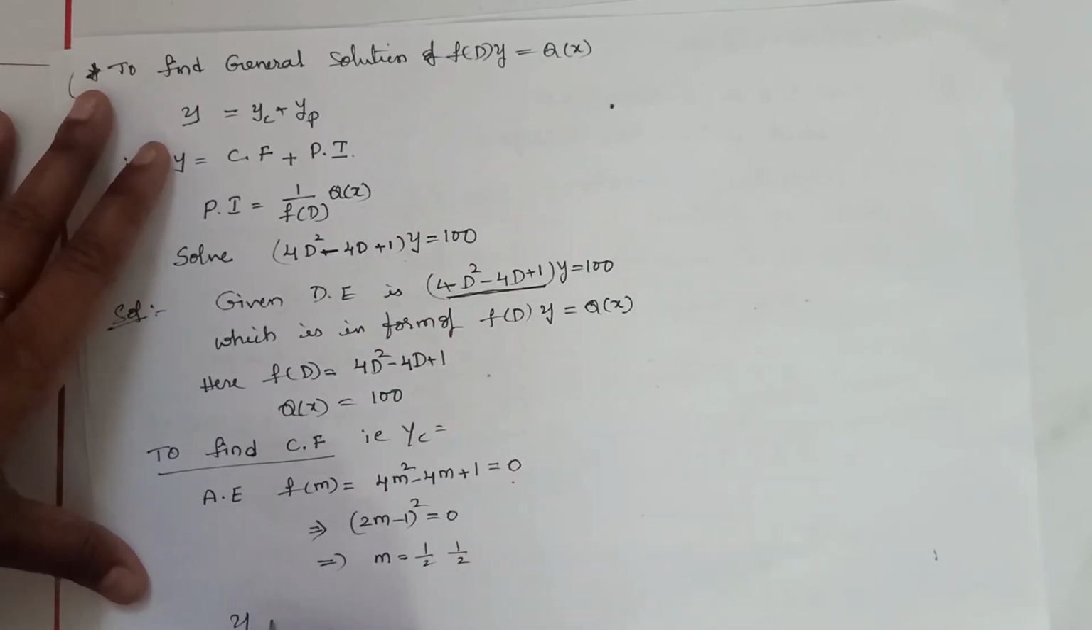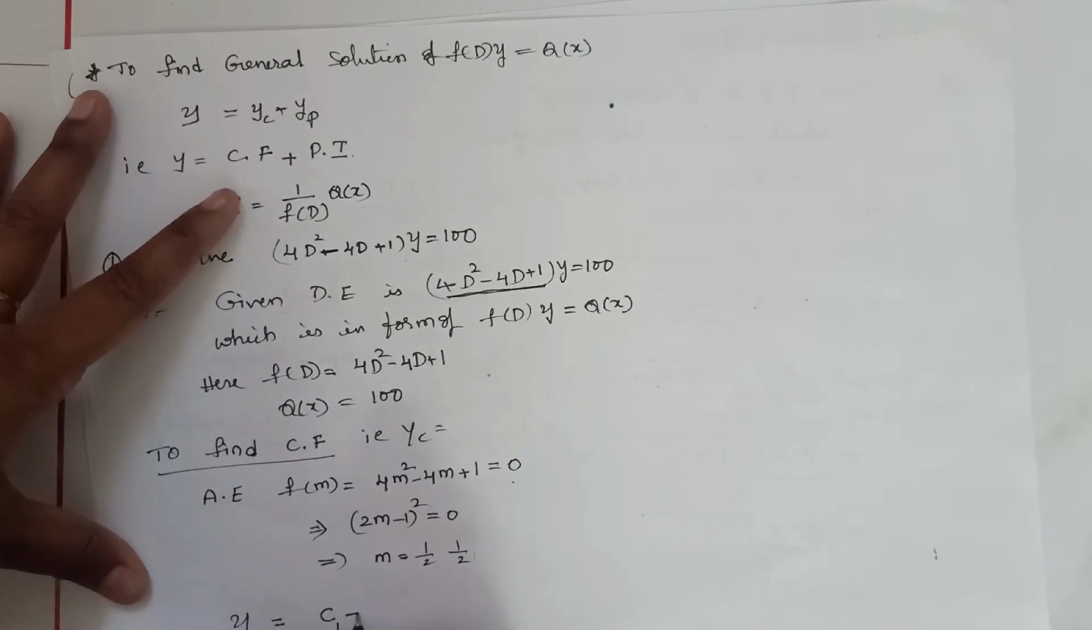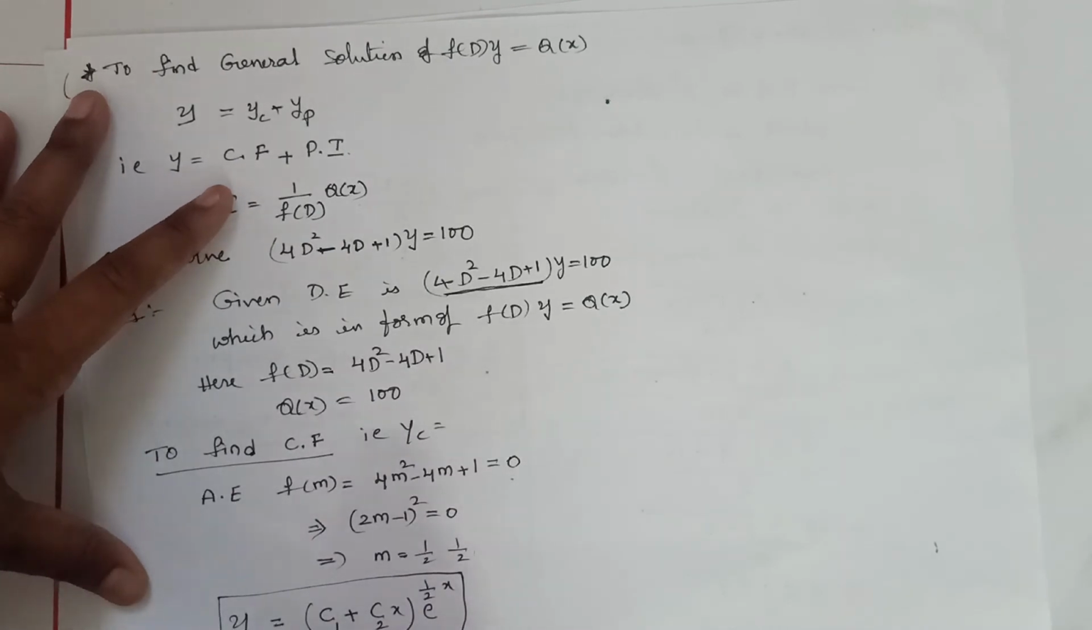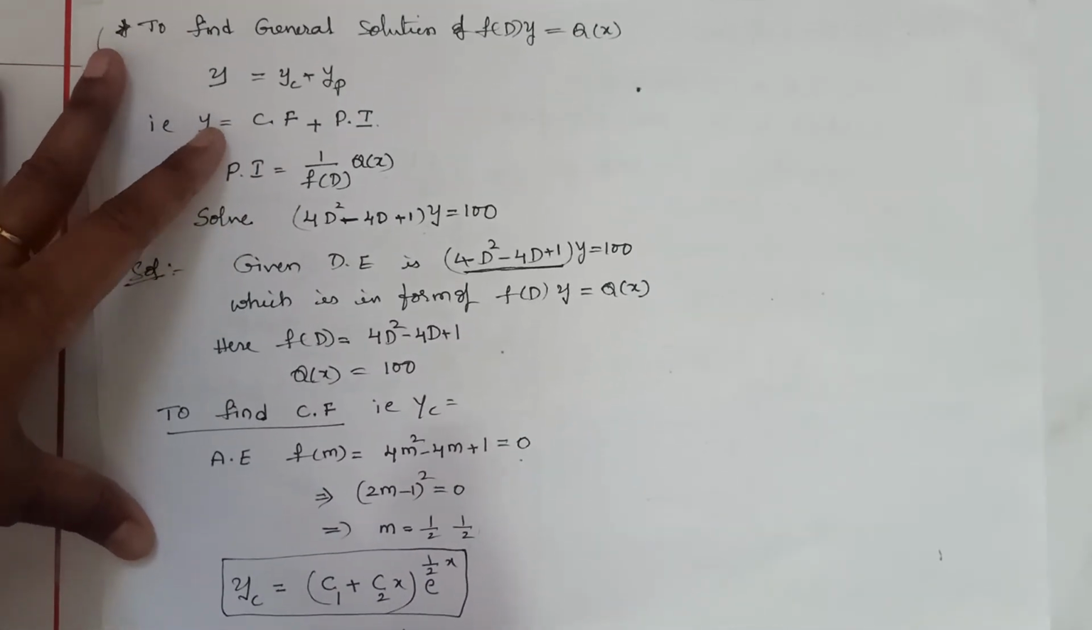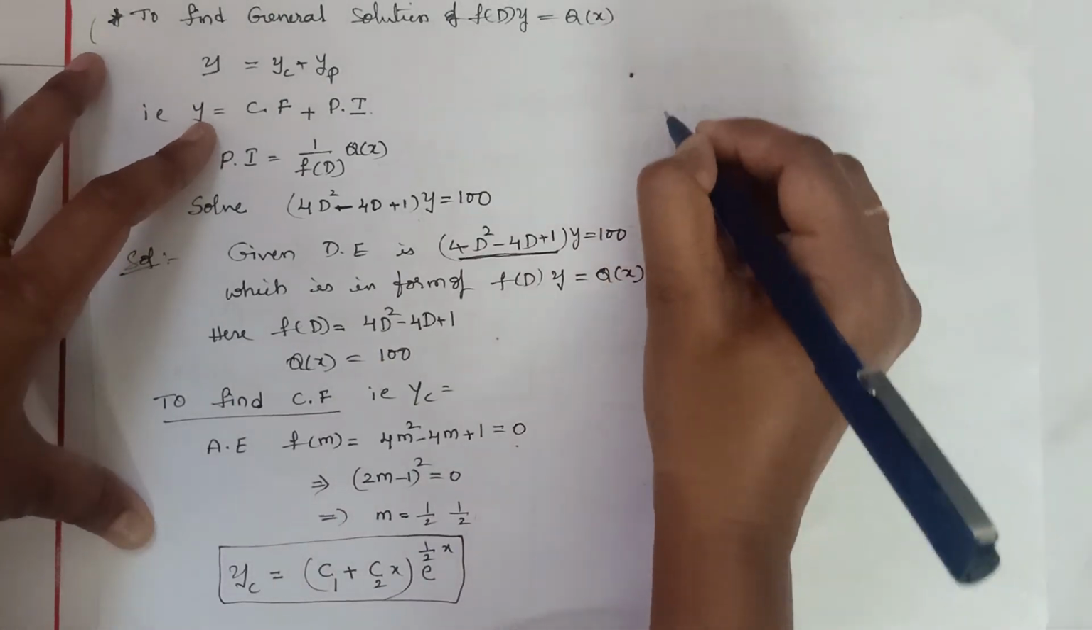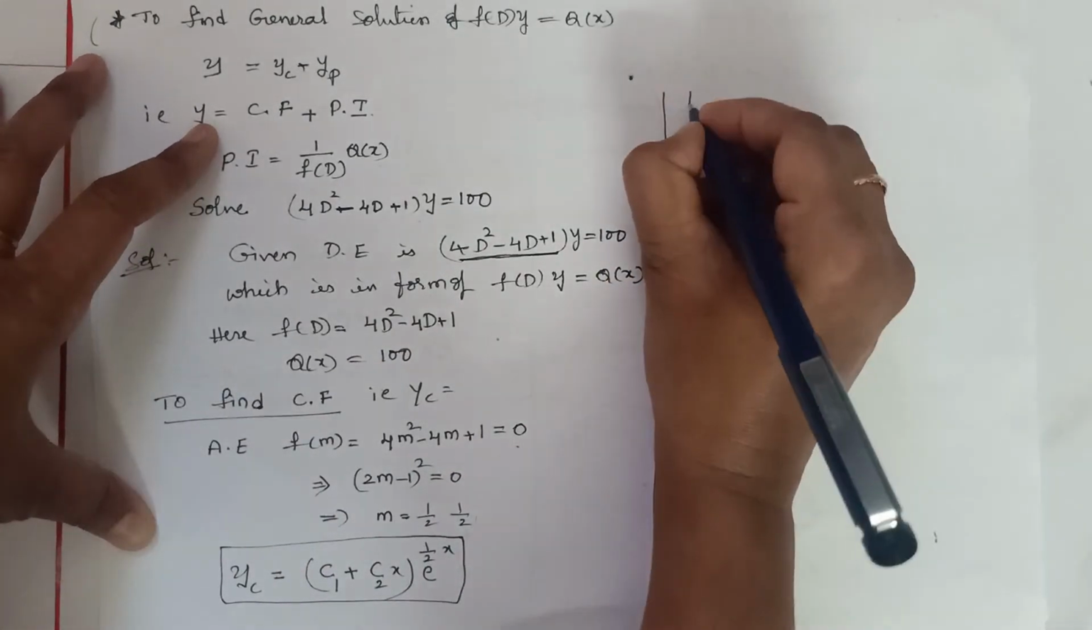Now, these two are equal roots. We got repeated roots. Therefore the complementary function will become (c1 + c2x)e^(x/2). So remember, when you have repeated roots, the complementary function is (c1 + c2x)e^(x/2). Now, find out the particular integral.